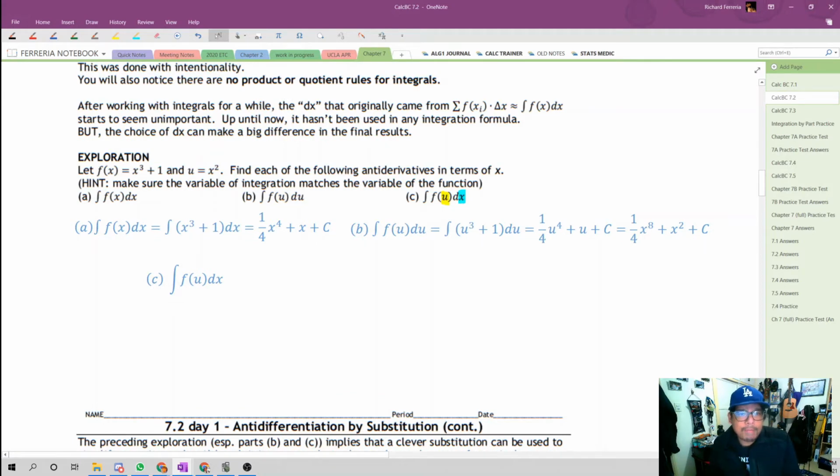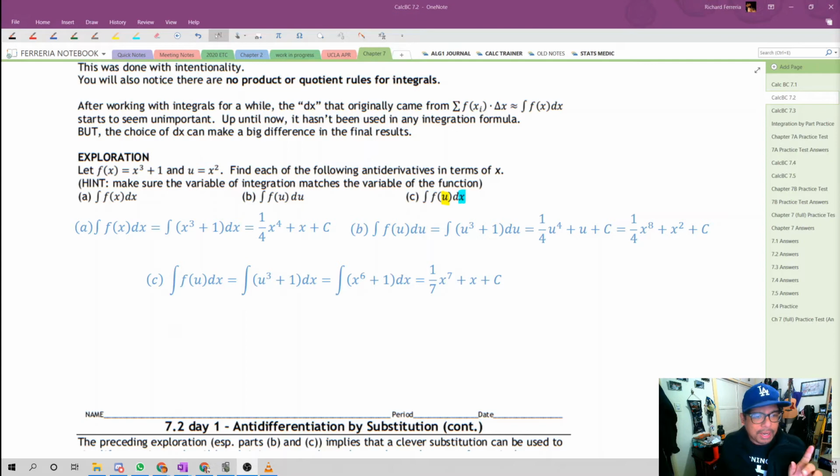For part C, we get f of u dx, and we notice immediately that those two don't match. So let's start by just substituting in for u into the f of x equation. Then we're going to substitute because we know that u is x squared. And that's pretty easy to find the antiderivative of. So let's find the antiderivative of x to the 6 plus 1. That gives me 1/7 x to the 7th power plus constant.